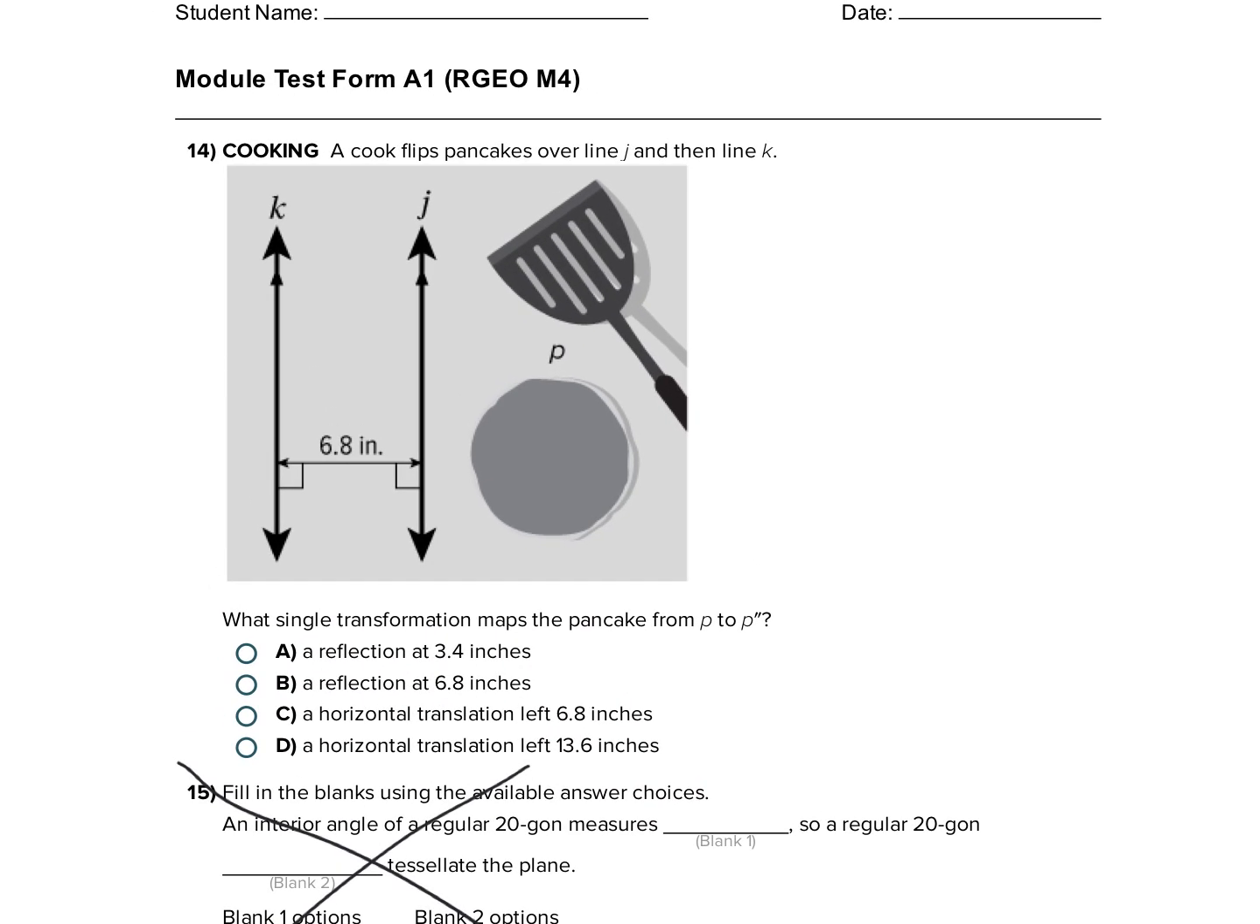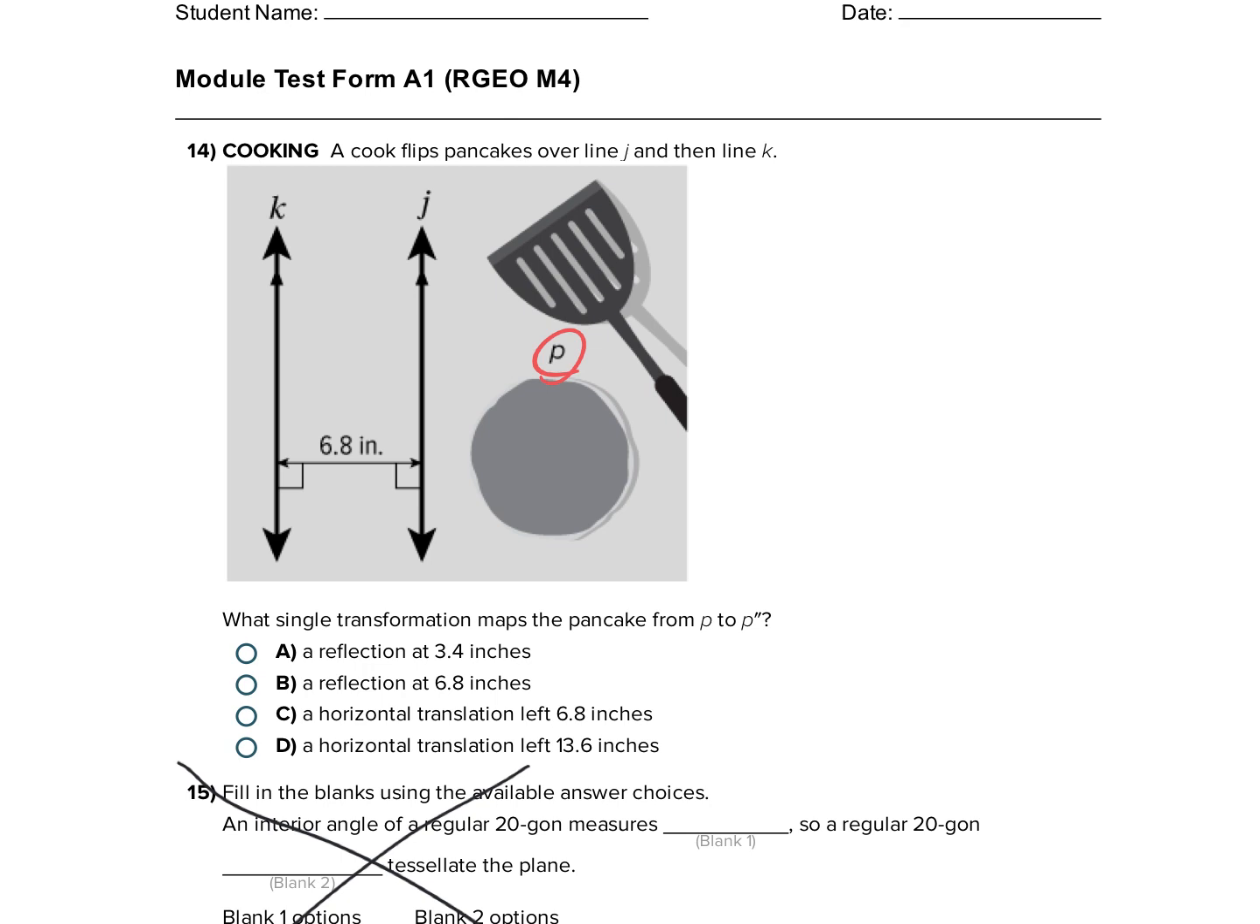Okay. Last question. While I am not fond of this question because there's too much misinterpretation that could occur here, it says a cook flips pancakes over line J and then line K. What single transformation maps the pancake from P to P prime if we first reflect over J and then over K?